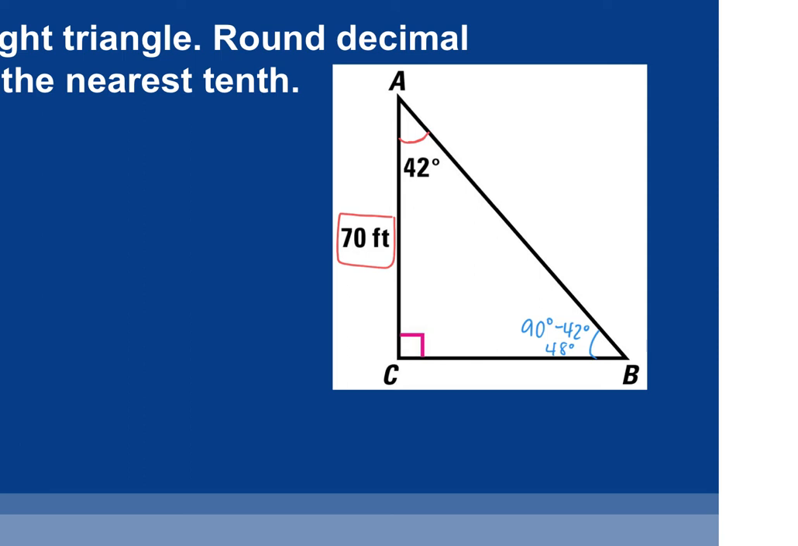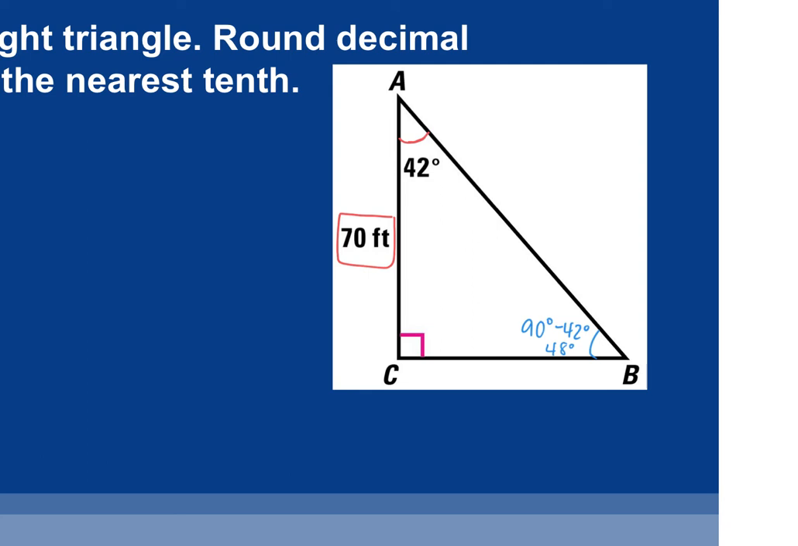Okay, so we found all 3 of our angles. Now, our job is to figure out how I am going to find CB and AB. If we have any 2 sides of a right triangle, then we can use the Pythagorean Theorem, which says that a squared plus b squared is equal to c squared. So you square both the legs, you add them together, and you can get the hypotenuse.